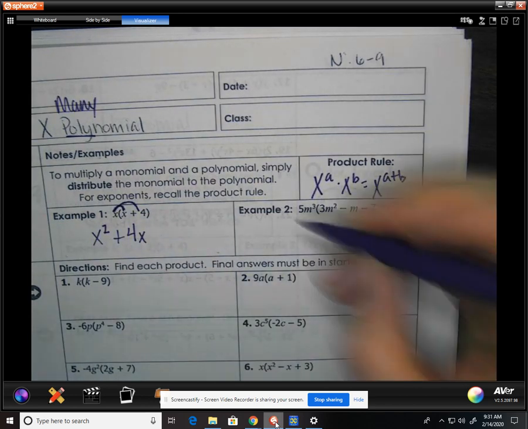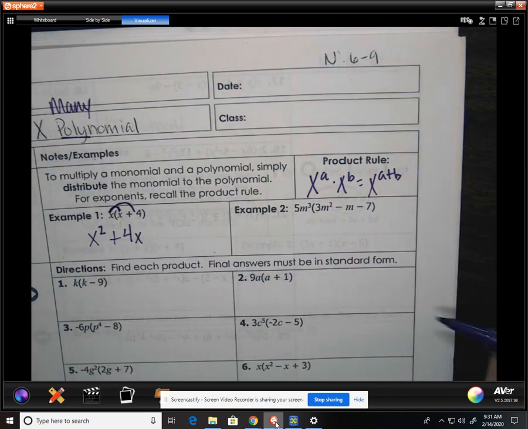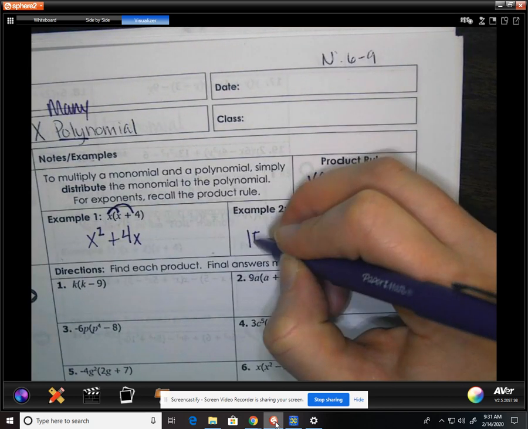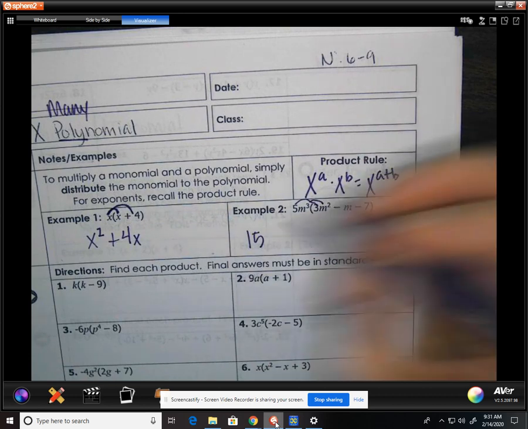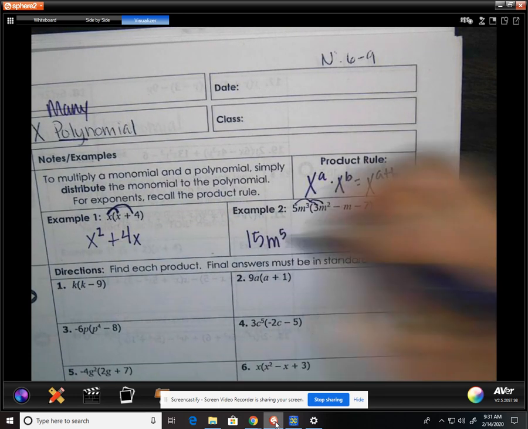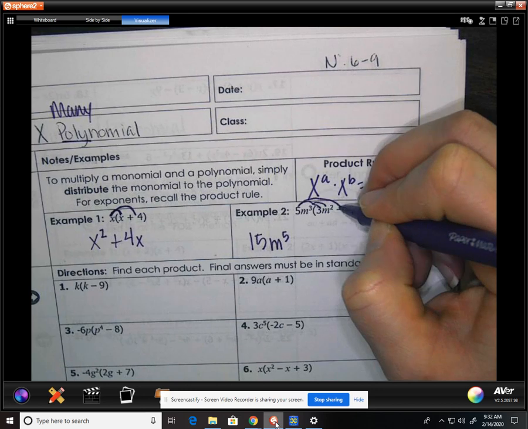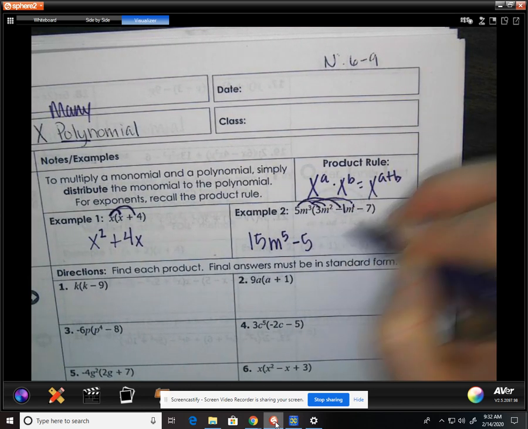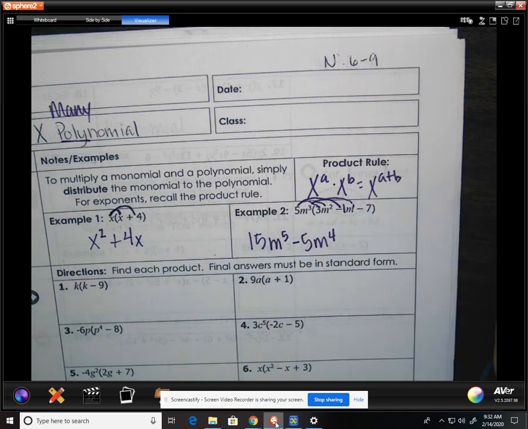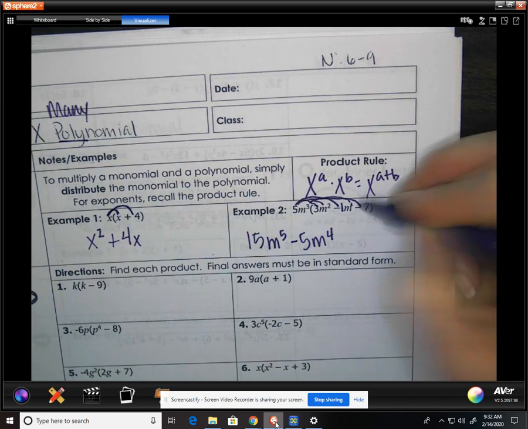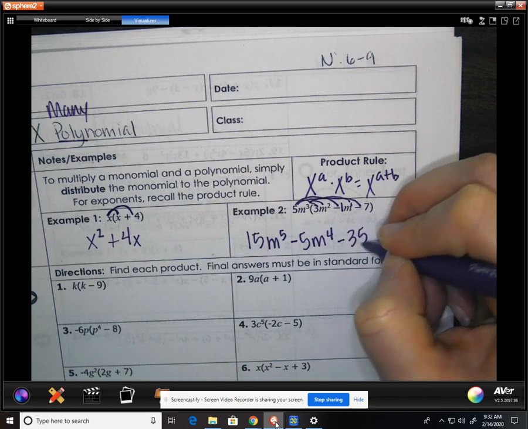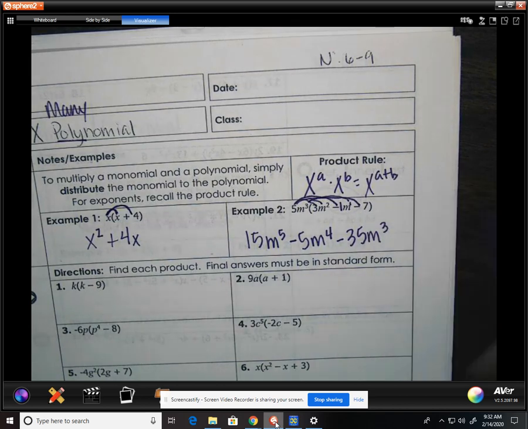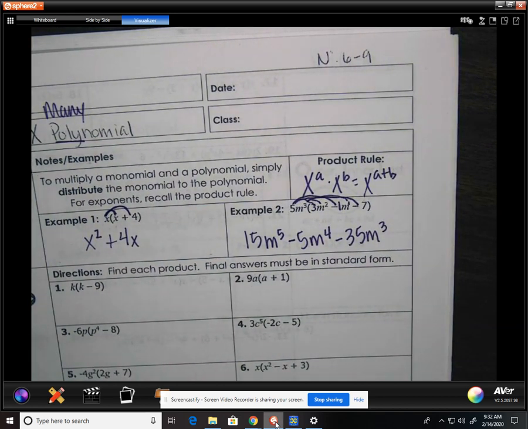Now, for example 2, this time you do have a coefficient, so you need to be careful here. We're going to do 5 times 3, which is 15. And then I take 3 and add it to 2, which gives me m to the 5th. And then I'm going to take 5 times negative 1, which gives me negative 5. And I take 3 and I add it to 1 to give me m to the 4th. And then I'm going to take 5 and multiply it by negative 7, which is negative 35. And I take m cubed, and then there are 0 m's, so I have to keep the m cubed. The m cubed can't just disappear.